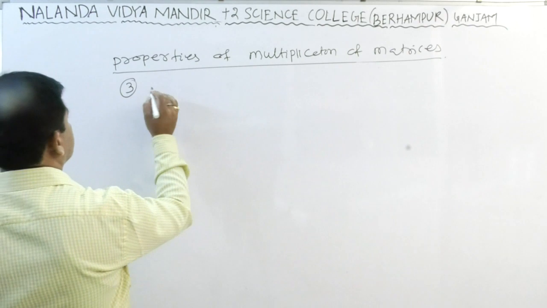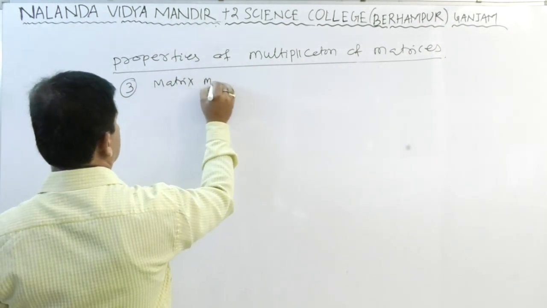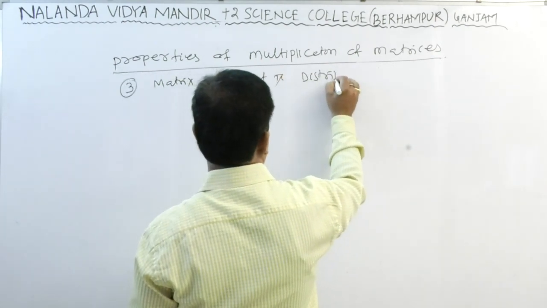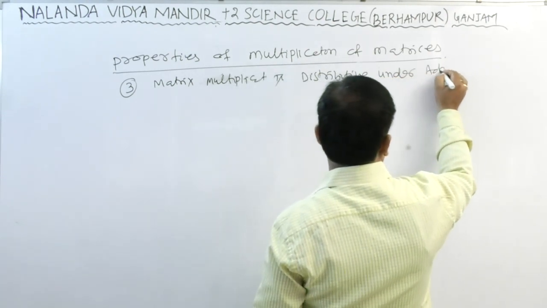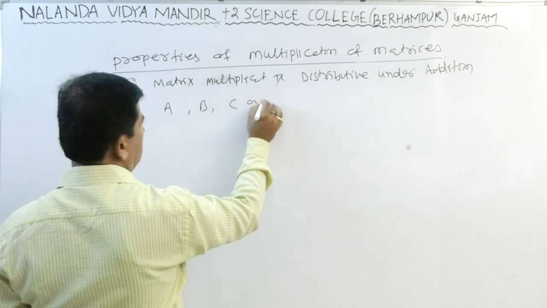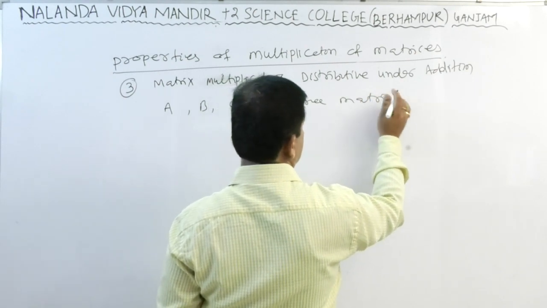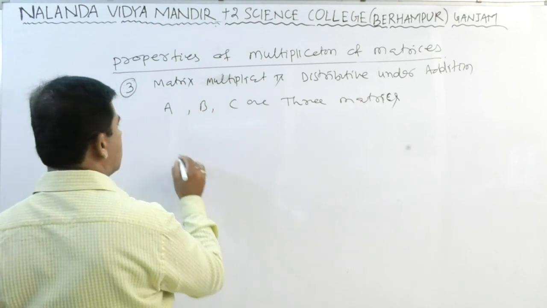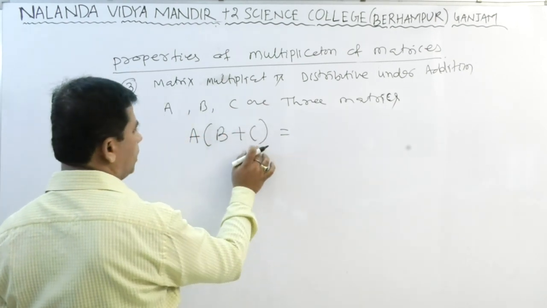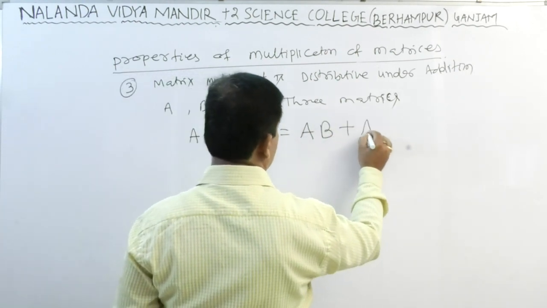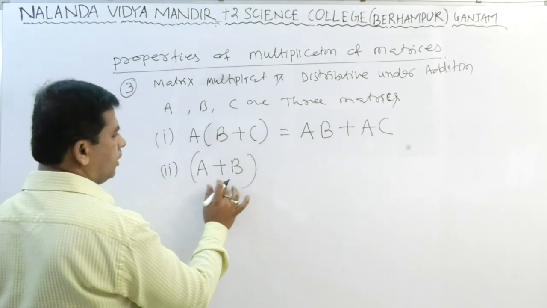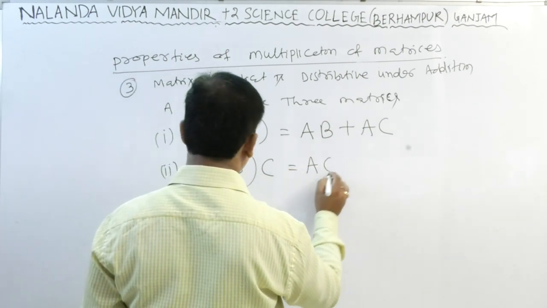Now the third property is that matrix multiplication is distributive under addition. That means A, B, C are three matrices. If we define A into B plus C, that is the same as A into B plus A into C. And another one is A plus B into C is also A into C plus B into C.